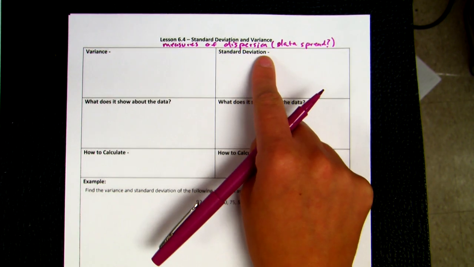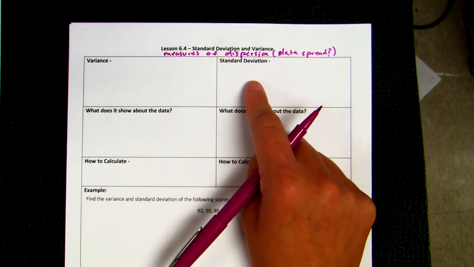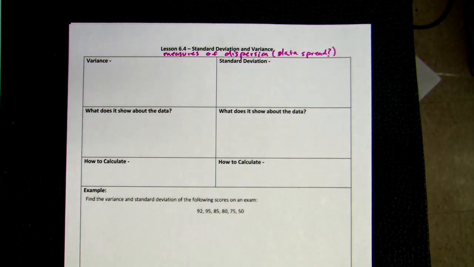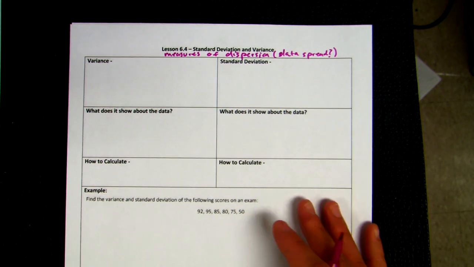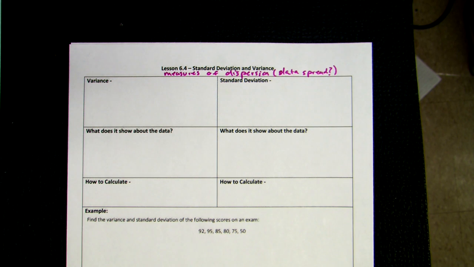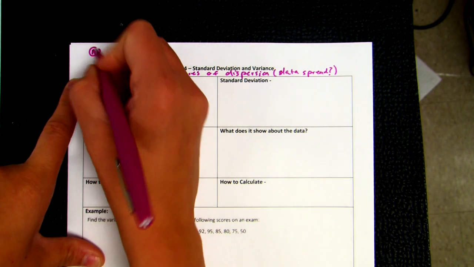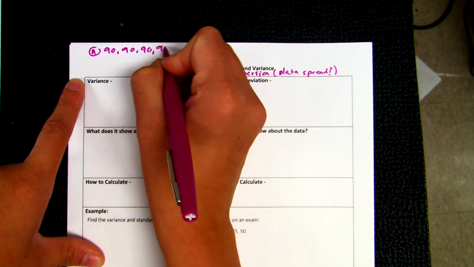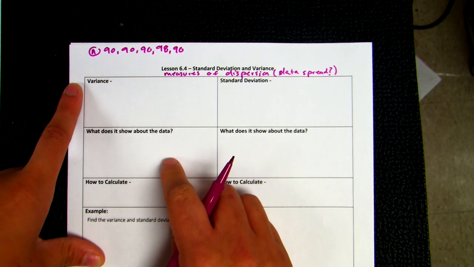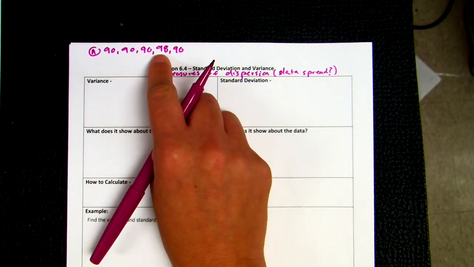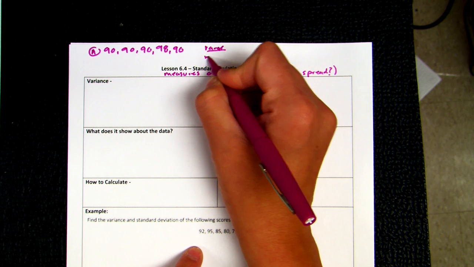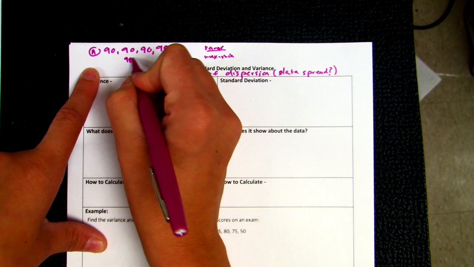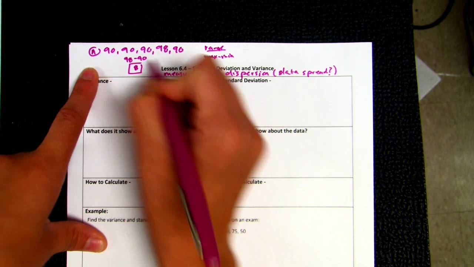Now we're going to talk first about the other measure of dispersion we know, which is range. It tells us the maximum and minimum values that my data falls between. So I'm going to look at two different data sets. Data set A, I have 90, 90, 90, 98, and 90. Remember, range is maximum minus minimum. So here my range is 98 minus 90, which is 8.